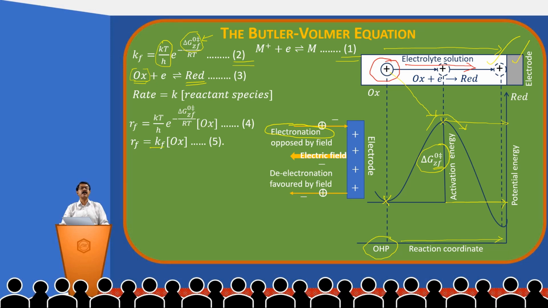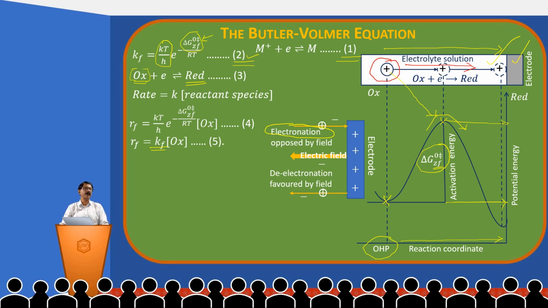Kf is the rate constant for the forward reaction under zero field. It is given by equation 2. Up to this point, there is only chemistry and no electrochemistry. Even though the system is under zero field, electron transfer reaction occurs and the interface may not be at equilibrium.